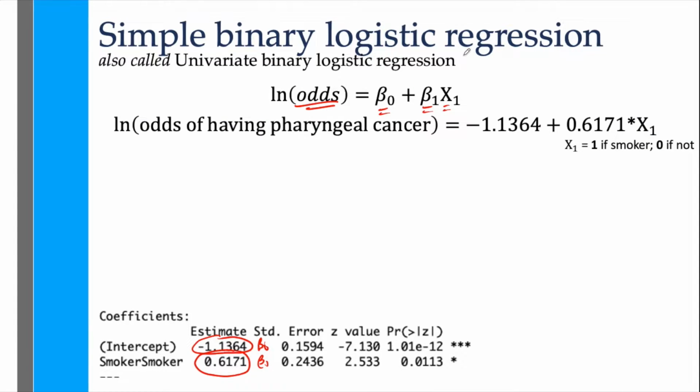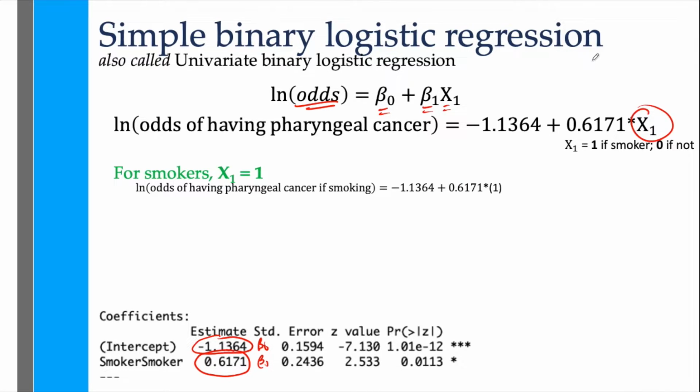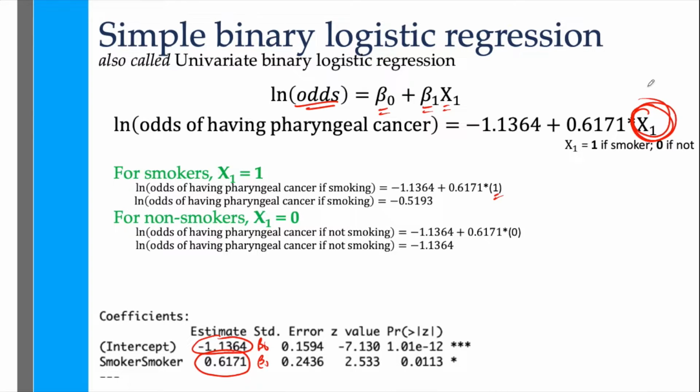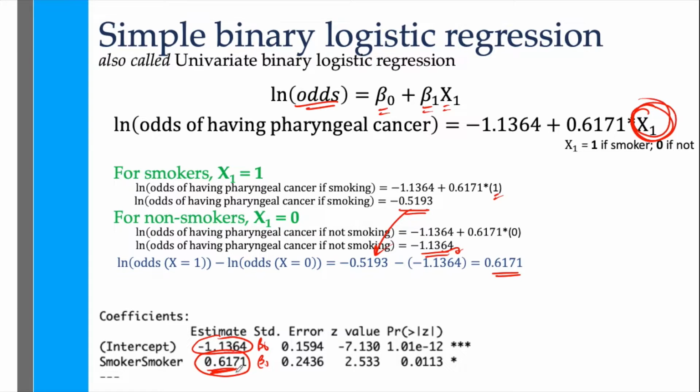Now, let's compute for the ln of odds for smokers. Meaning, let's substitute x sub 1 as 1. What will happen? So this part will just be equal to 1, giving us a value which is negative 0.5193, in which negative 0.5193 is the ln of the odds of having pharyngeal cancer if smoking. Now let's try computing for the ln of the odds for non-smokers, meaning x sub 1 will be 0. So this part will now be 0. So substituting x sub 1 as 0, we're going to have negative 1.1364. If we're going to subtract this value from this value, meaning the ln of odds when x is 1 minus the ln of the odds when x is 0, so this value minus this value, we're going to have 0.6171, which is the coefficient for smokers here, as given by R. So what does this indicate?